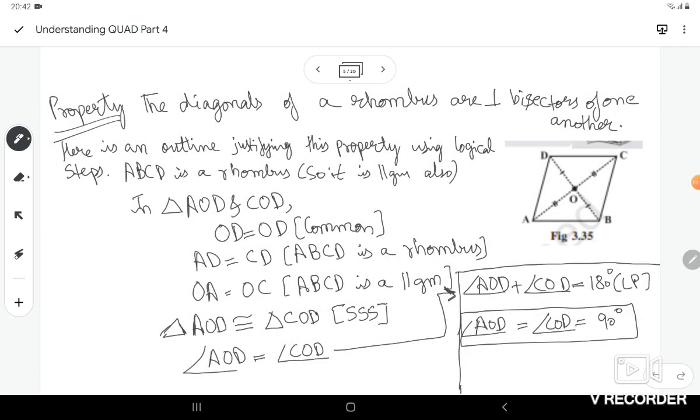Now moving on to the property. It says the diagonals of a rhombus are perpendicular bisectors of one another. That is, the diagonals cut each other into parts, making the angle at the center 90 degrees. From the figure we can see ABCD is a rhombus, so it is a parallelogram also. We are going to use a property and then see how these are perpendicular bisectors.